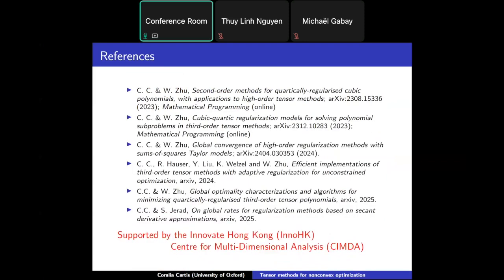So that's it. What I want to say is that we were supported in this. In fact, we have been part of this center with City University of Hong Kong for the last 4 years or so. That is on tensors. That was all on tensors.